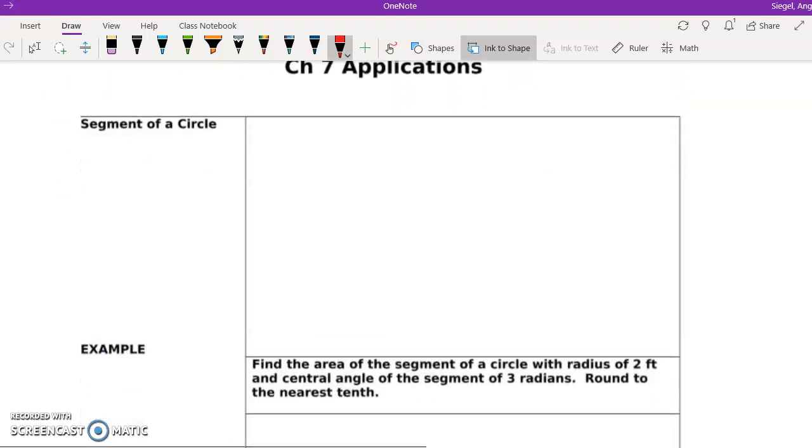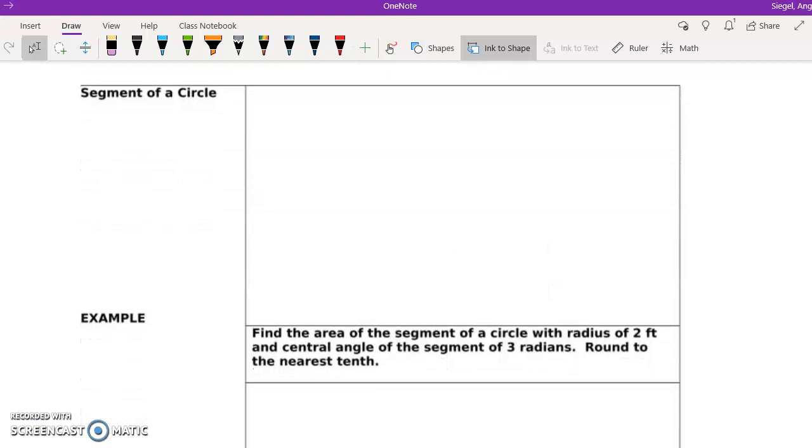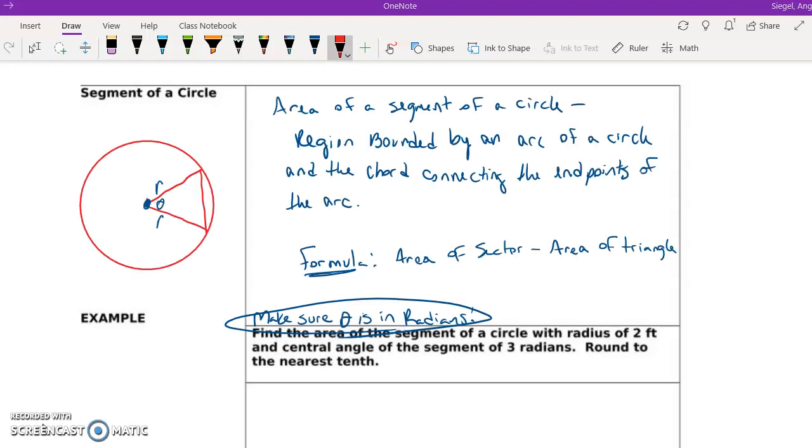Okay, so this is another one, a segment of a circle. So I'm going to go ahead and attempt to draw this one again. Okay, so you can see here, I drew the circle, and I went ahead and wrote the definition down. The definition seems very textbooky, which it is, but I think it'll make sense once we compare it to the picture.